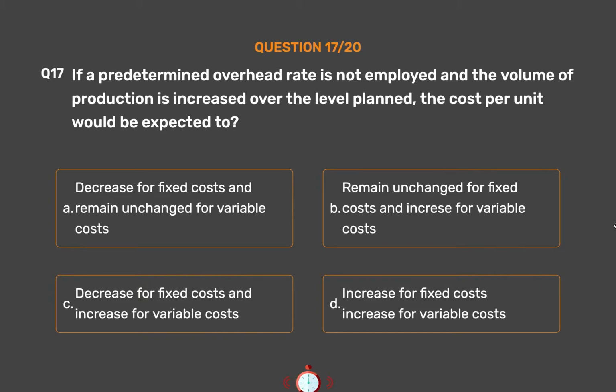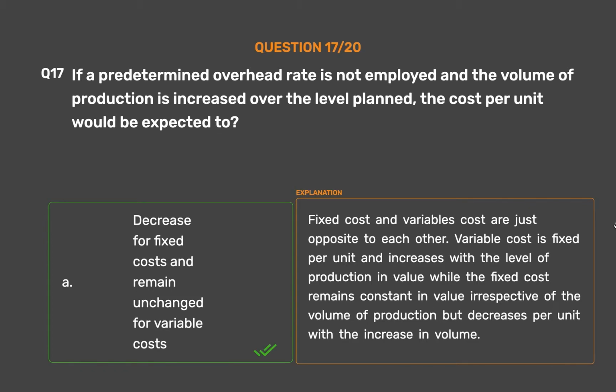The correct answer is Option A. Decrease for fixed costs and remain unchanged for variable costs. Fixed cost and variable cost are just opposite to each other. Variable cost is fixed per unit and increases with the level of production in value, while the fixed cost remains constant in value irrespective of the volume of production but decreases per unit with the increase in volume.